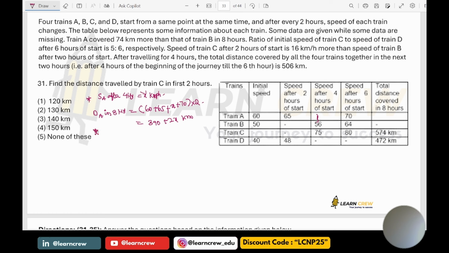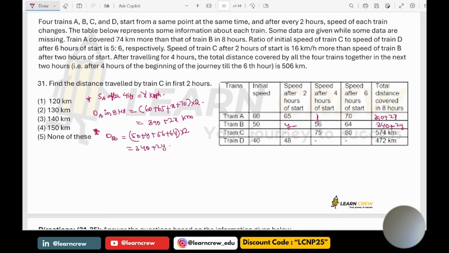And what about B? B's speed after 2 hours is not given. Let this be some Y. If this is Y, the total distance covered by B in 8 hours would be 50 plus Y plus 56 plus 64, into 2. It would be how much? 340 plus 2y. For A it is 390 plus 2x, and for B it is 340 plus 2y.